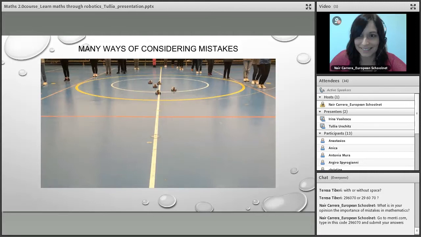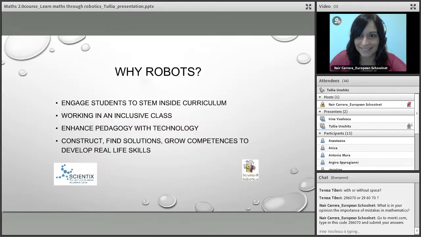And they said it's strange because the farther they go, the bigger the mistake becomes, and it was something really nice to make them discover. It came from them, and we could discuss how a mistake can be multiplied in mathematics, and the role of mistakes in learning. So robots in this case helped us to go through.